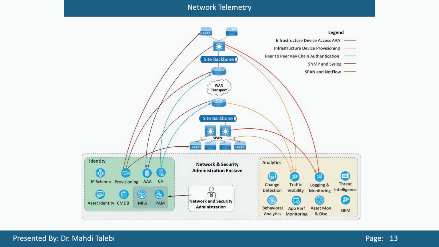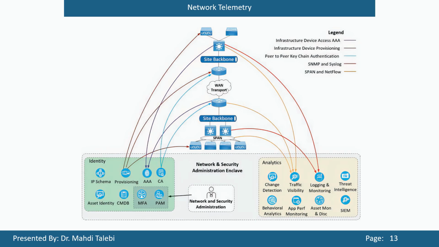On the analytics side, change detection, traffic visibility, behavioral analytics, and several other monitoring activities are embedded to ensure the network performs optimally while guarding against potential threats. Tools like Security Information and Event Management, SIEM systems, play a pivotal role, aggregating and analyzing security alerts. These analytics support proactive measures against vulnerabilities, ensuring that network security adapts and responds to threats effectively.